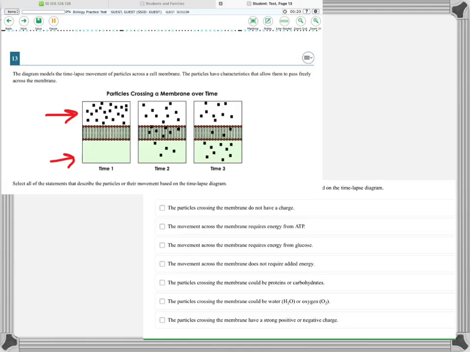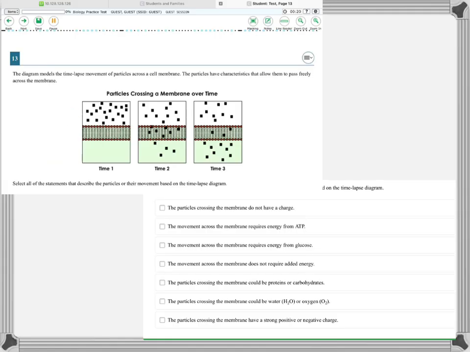There doesn't appear to be any kind of gate, or we're not seeing a little protein channel of any sort. So we know that it's not going to take any energy, and we know that these must be relatively small particles. And they couldn't be ions, because if you've ever put something on that's got static, you know how it sticks to your body? Ions are charged, so they're kind of sticky. So let's read our options here.